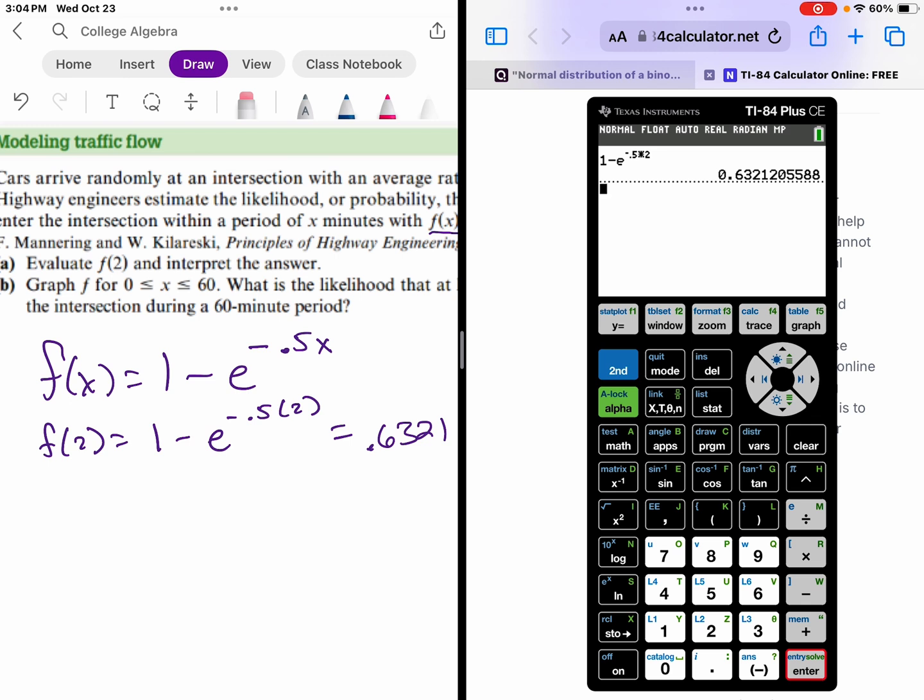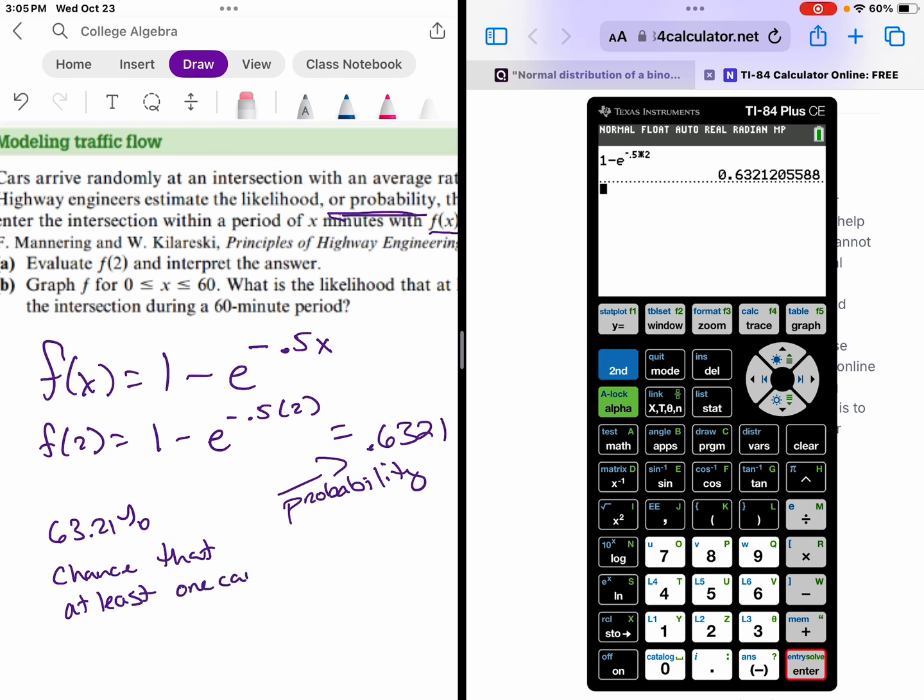So again, this is the probability. That answer represents a probability based on the structure up above. So there is a 63.21% chance that at least one car enters the intersection within 2 minutes, or in 2 minutes.